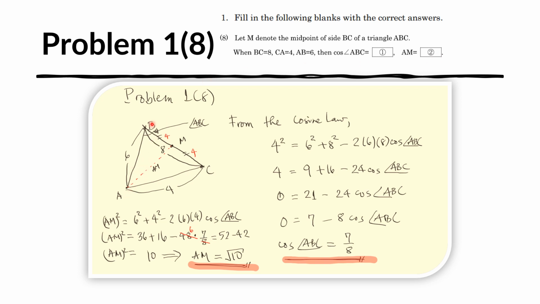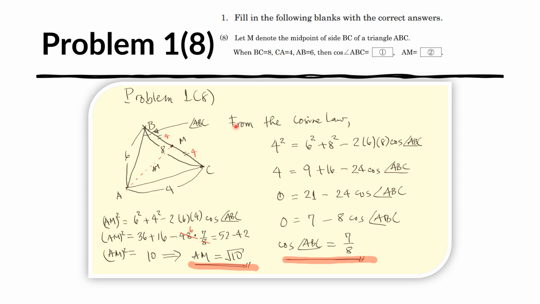The given is a triangle. We label it ABC. We are told that the midpoint of BC, which is this side, is called M. So we put M there. Now, BC is 8. Therefore, BM is 4 and MC is 4, because the midpoint means the point where the line segment is bisected, or in other words, divided into 2 equal parts. So 8 is divided into 4 and 4.